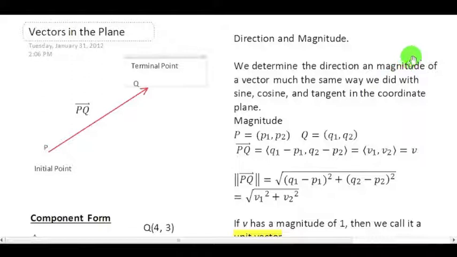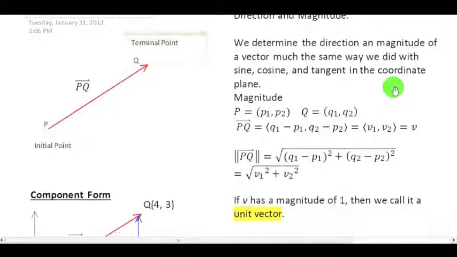So, direction and magnitude. We determine the direction and magnitude of a vector much the same way we did last time when we did sine, cosine, and tangent. We're going to take 2 points. You have P1 and P2, that's my first point, and Q1 and Q2, my second point. In order to find the vector that goes from P to Q, we subtract their coordinates.